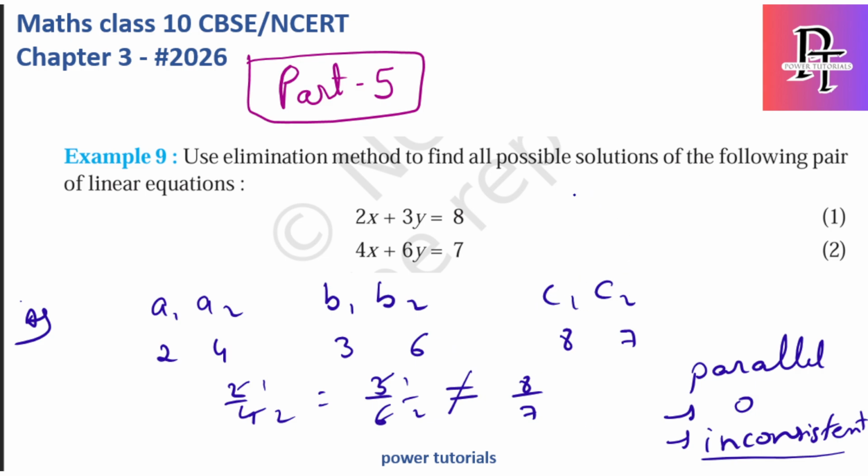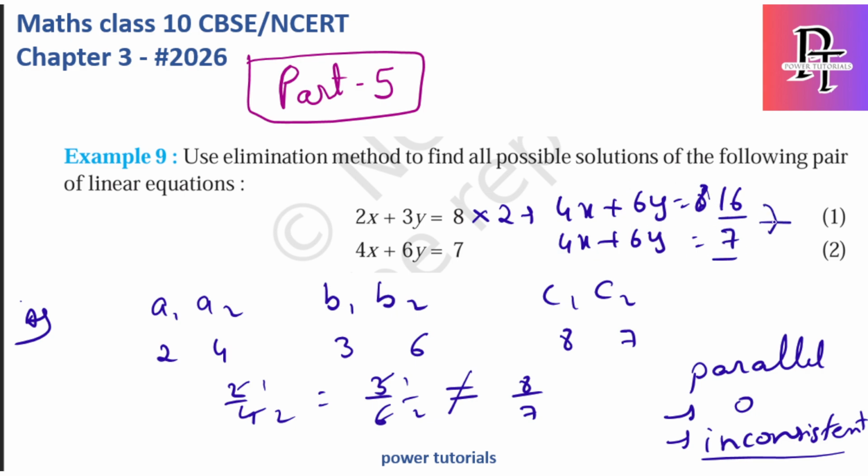If you want to use only elimination and not consistency, we can try that also. What we have to do is multiply the first equation by 2. It becomes 4x plus 6y is equal to 16. The second equation is exactly the same on the left, 4x plus 6y, but the right side is 7. Here one side is equal to 16 and the other is equal to 7, which is not possible. Hence, no solution.